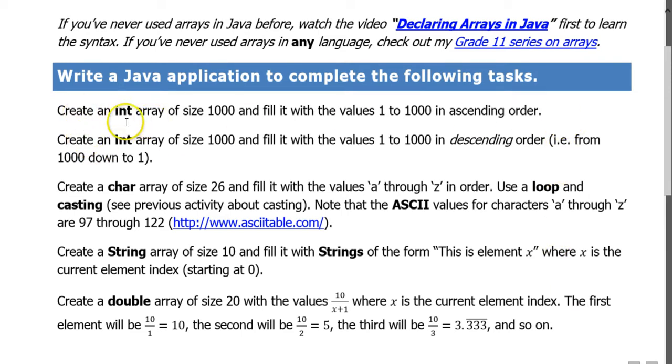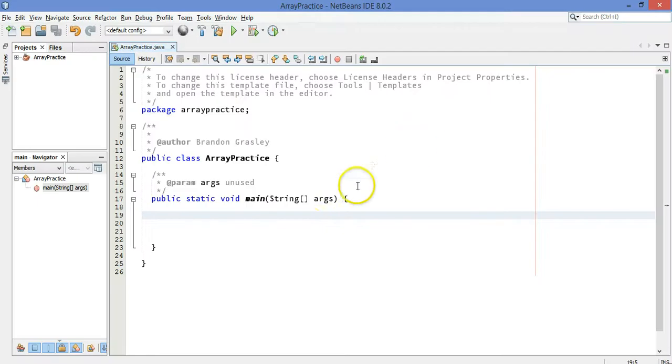Okay, so if you're still with me and you're ready to start watching, let's start by creating an array of integers. The array has size 1000. We're going to fill it with the values from 1 to 1000 in ascending order. So to declare an int array, I'm just going to do something like this, a really descriptive name. It's going to be a new int array, and it has 1000 cells, or 1000 elements.